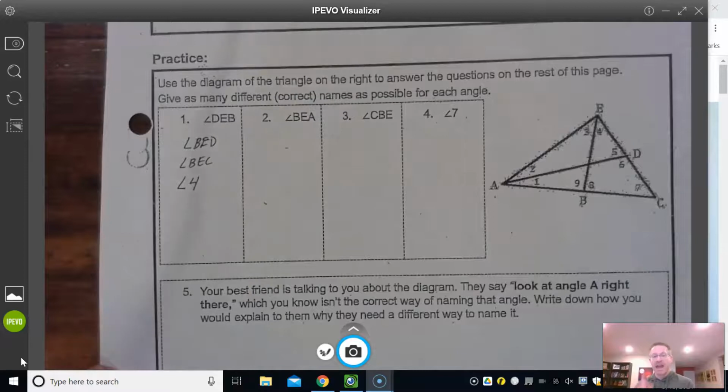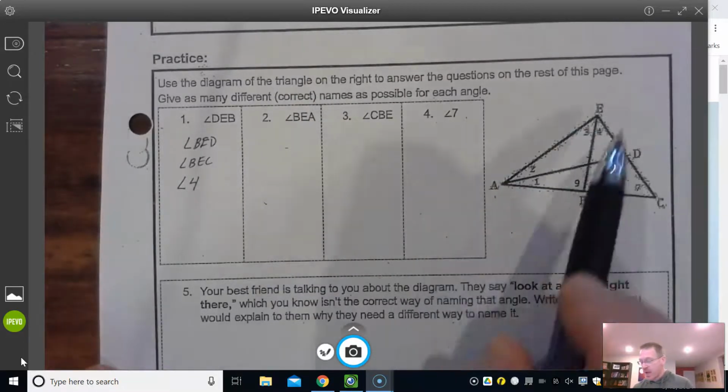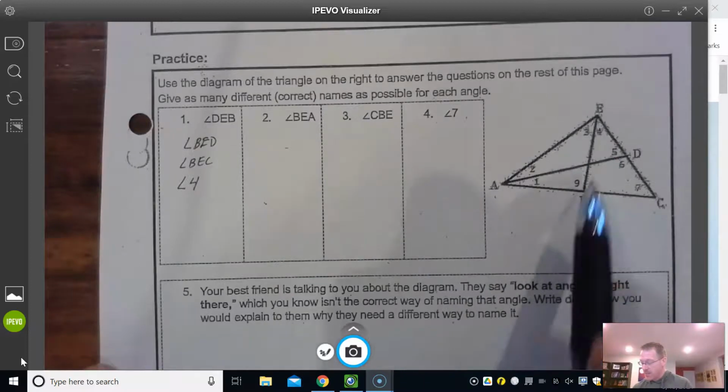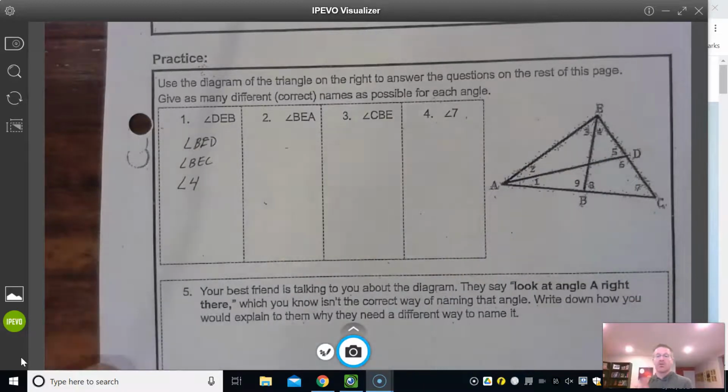Now, the one thing you can't do here is say this is angle E, because multiple angles are here. If you said angle E, would it be BED? Could it be AEB? So if there are multiple angles at that vertex, we can't use that single letter.